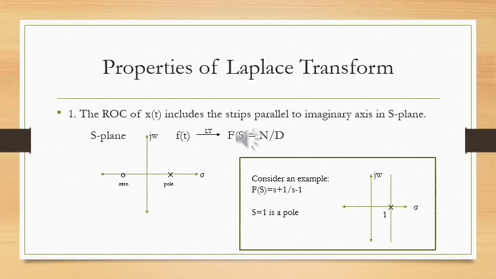Then you need to plot poles and zeros. Let us consider one signal f of t. When we take a Laplace transform of it, we get F of s. So F of s will have a numerator and a denominator. When the numerator is equated to 0, we get zeros, and when the denominator is equated to 0, we get poles. Always remember that zeros are represented by a small circle and poles are represented by a small cross.